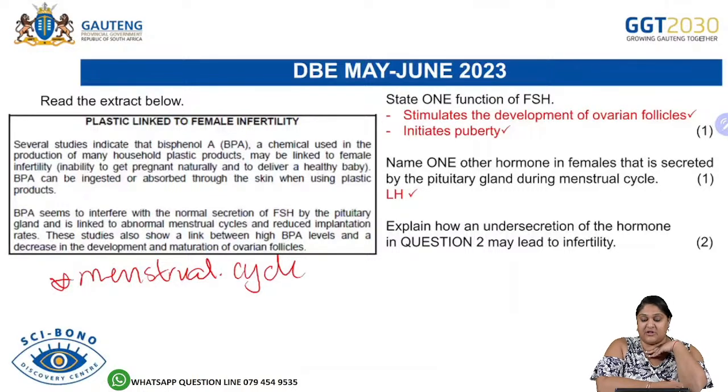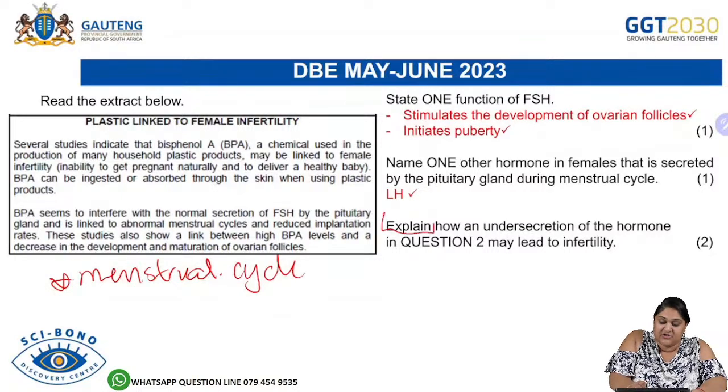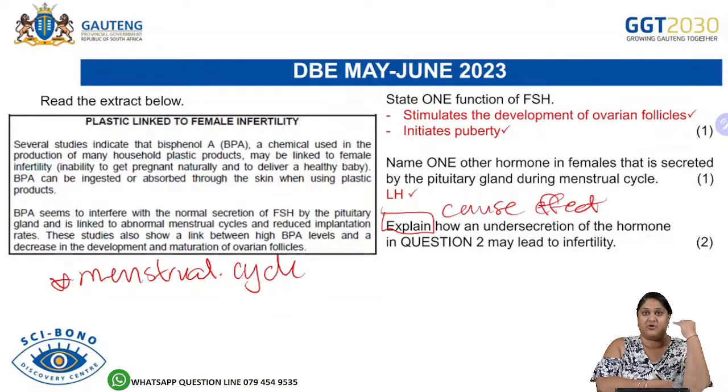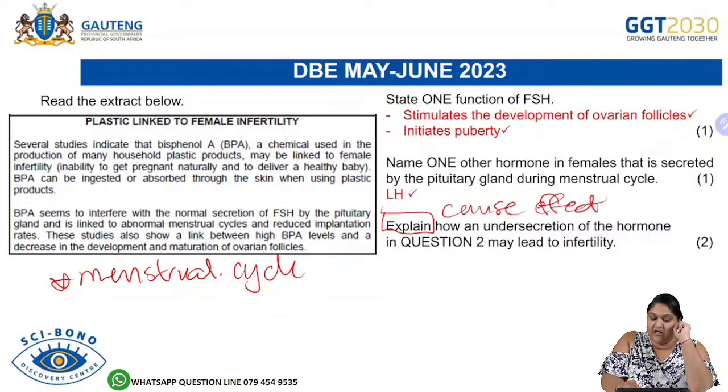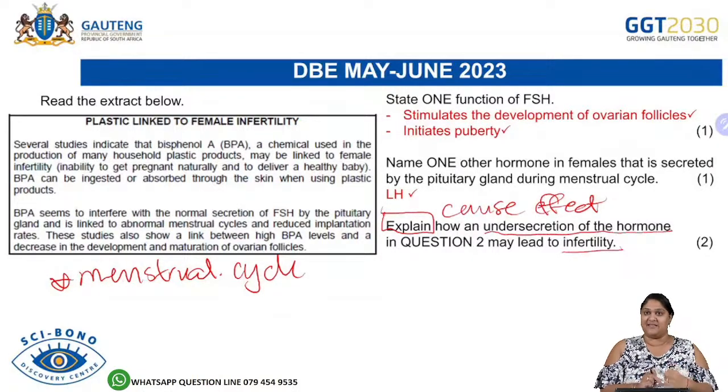Explain how an undersecretion of the hormone in question 2 may lead to infertility. Now, the first thing I want to alert you to is that explain means that you must have an answer in a cause and effect manner. So you need to give us a cause and you need to give us an effect. It is 2 marks. 1 mark for the cause, 1 mark for the effect. You need to tell us how an undersecretion of the hormone leads to infertility. So you need to know what is infertility, and you need to talk about if there is low LH, what is going to happen? How does it lead to infertility?